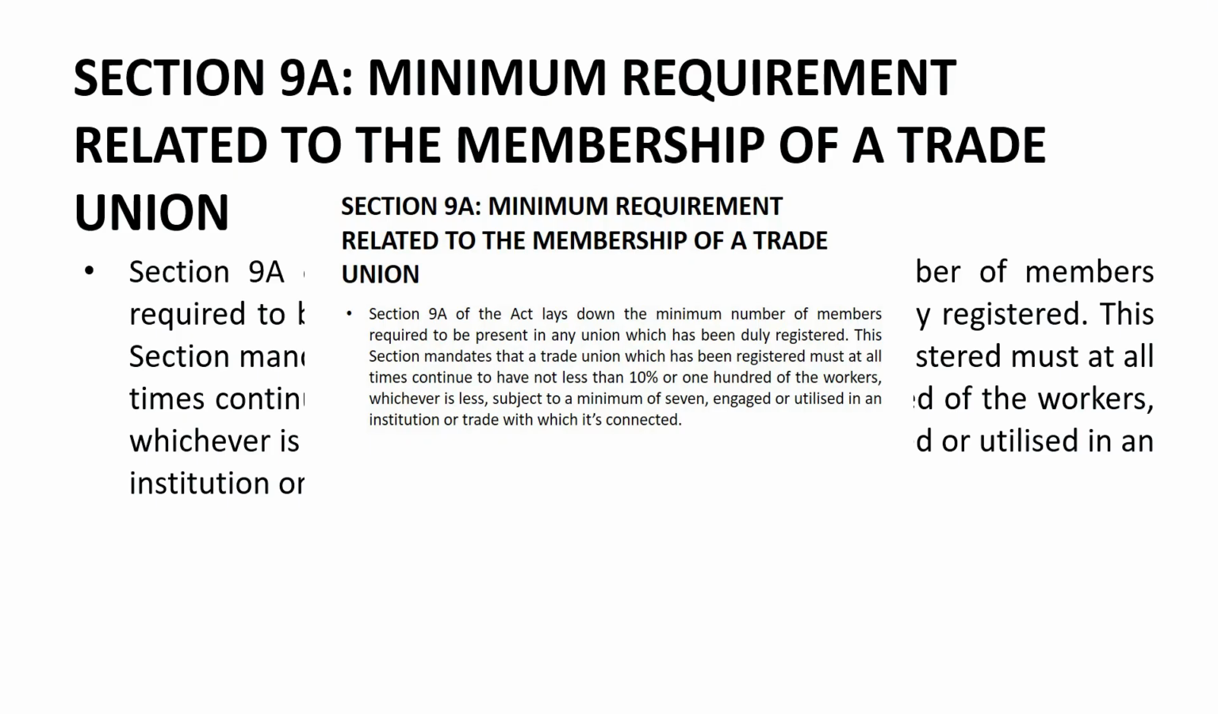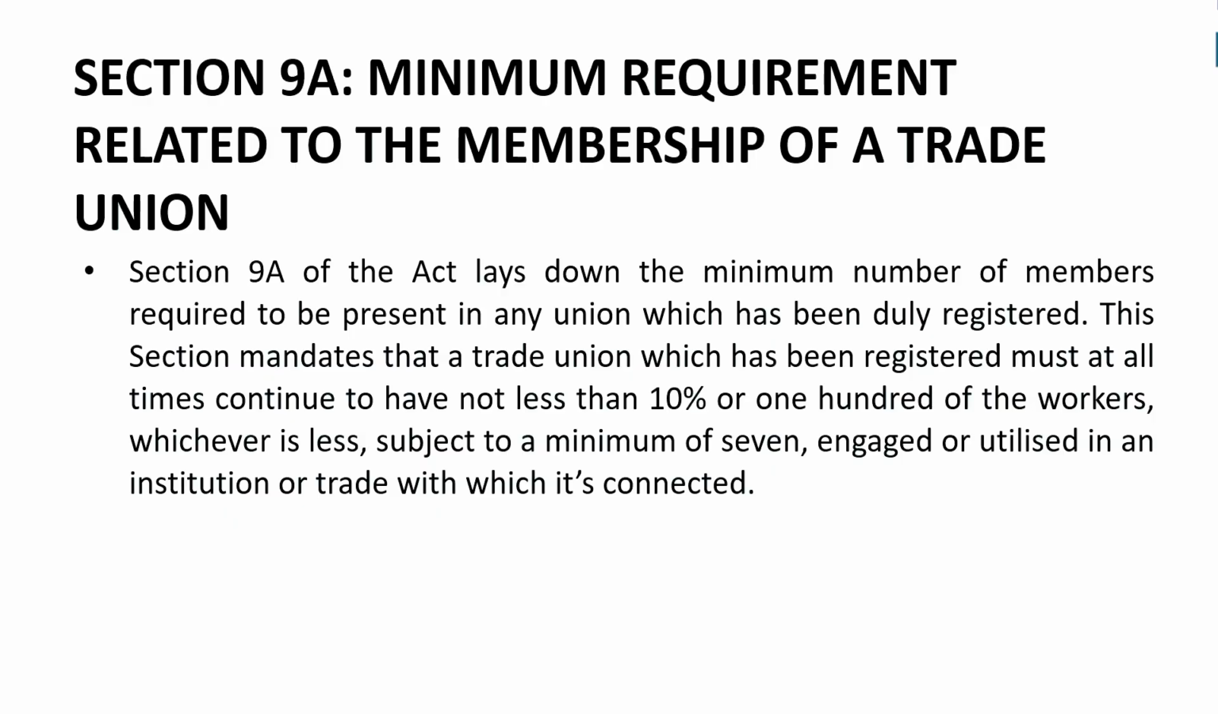10% or 100 of the workers, whichever is less, because this is one of the conditions that if they want to have a trade union, the minimum members has to be either 10% of the total or 100, whichever is the lesser number. They should hold this much strength, subject to a minimum of 7, engaged or employed in an establishment or industry with which the trade union is connected.